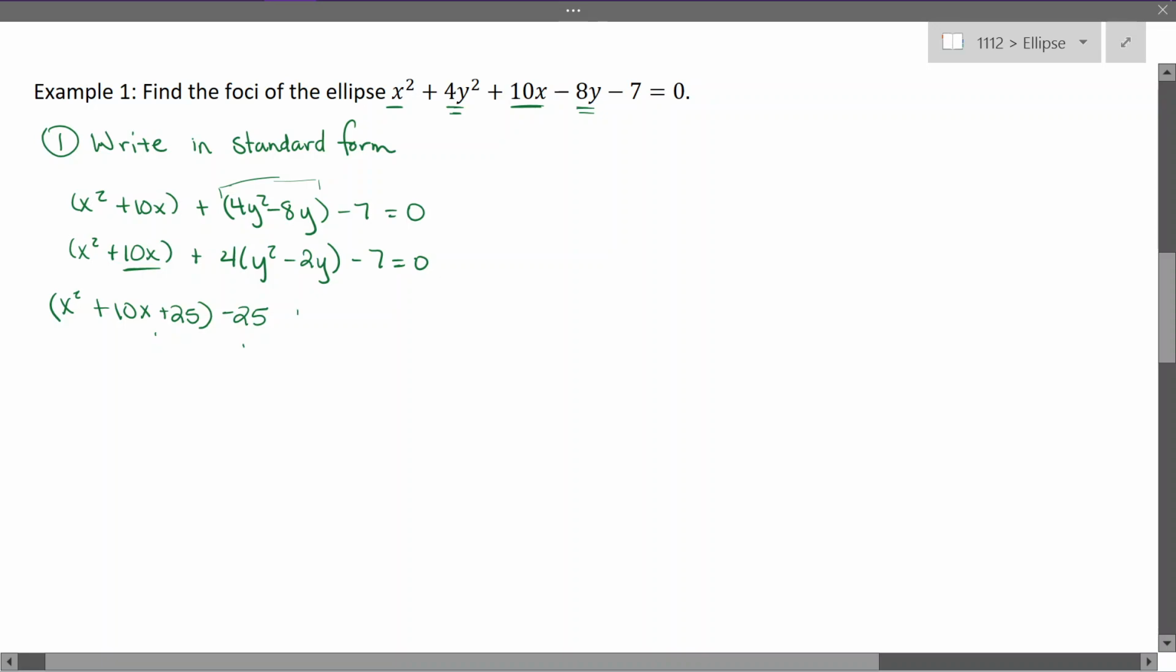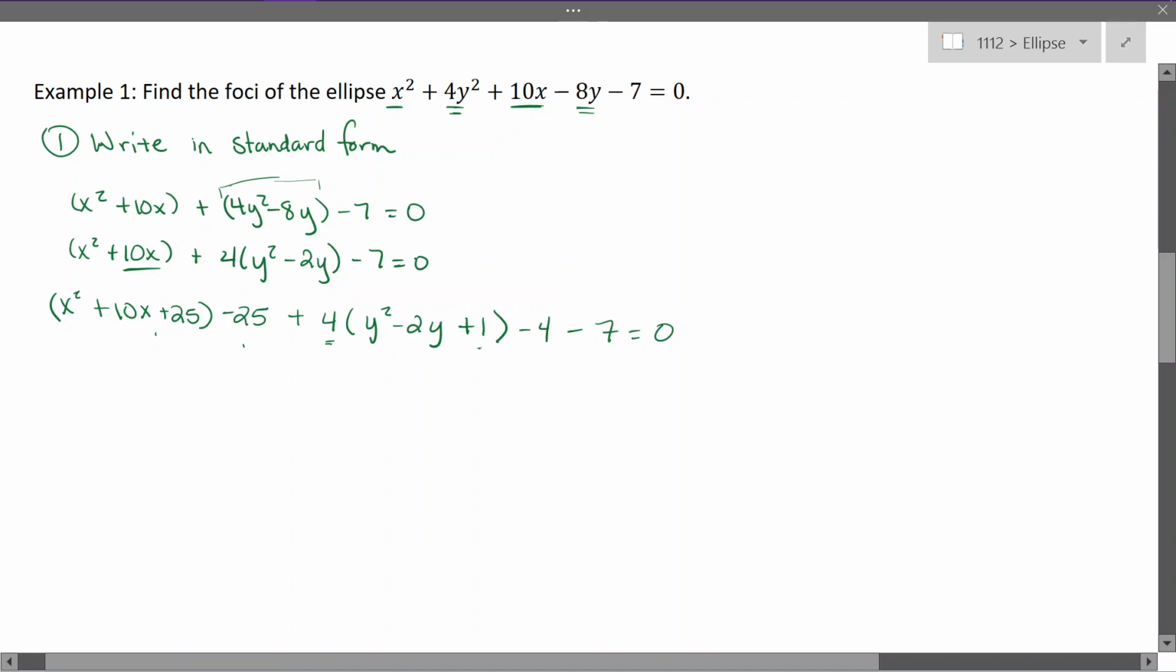Next, I'm going to look at my y squared portion. So I have y^2 - 2y. I'm going to divide this in half and get negative 1. Negative 1 squared is positive 1. Now I've added in a total of positive 4 because I have 4 times positive 1, so I'm going to subtract out 4. I still have my subtract 7 and my equal 0.